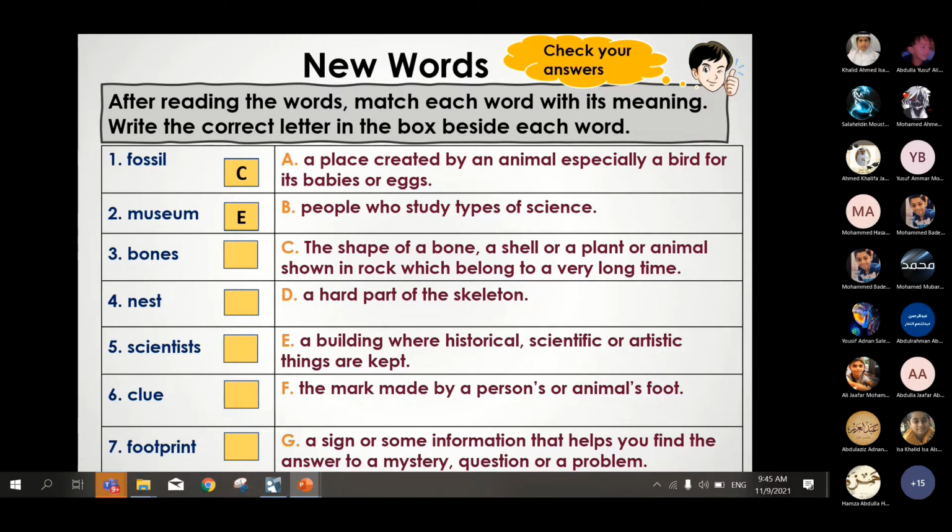Hashim, are you there, Hashim? Hashim, you say that 3 goes to D. What is the meaning of bones? A hard part of the skeleton. Yeah, and this is the correct answer. Bravo, Hashim. And you say that nest, number 4, goes with A. What is the meaning of nest? A place made by an animal, especially for its babies or eggs. Excellent, Hashim. Good, awesome answers.